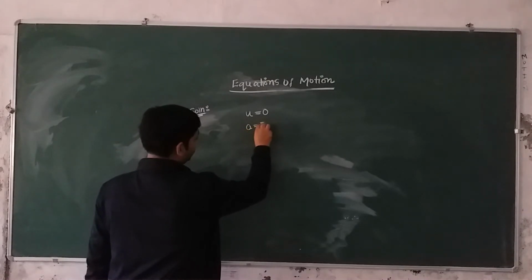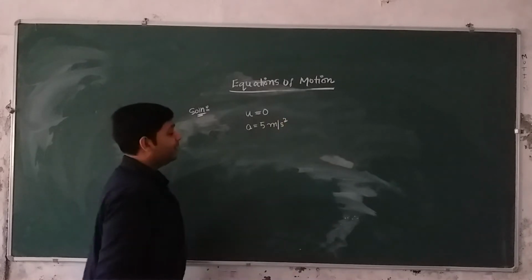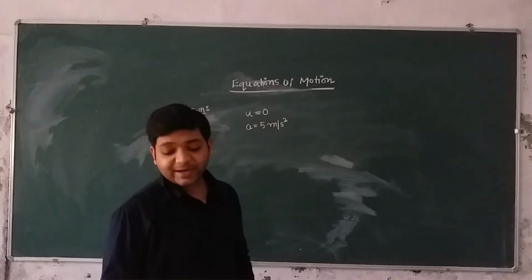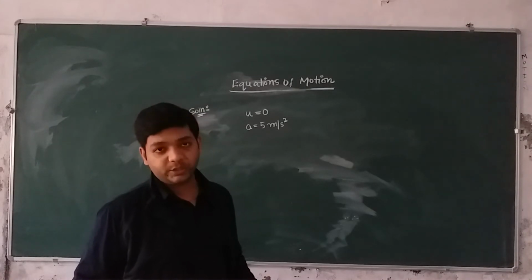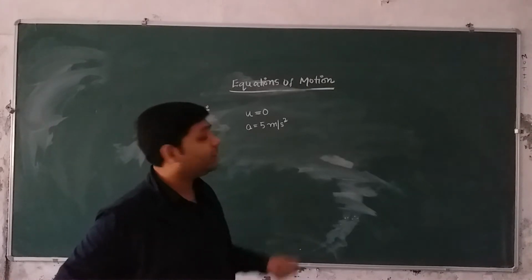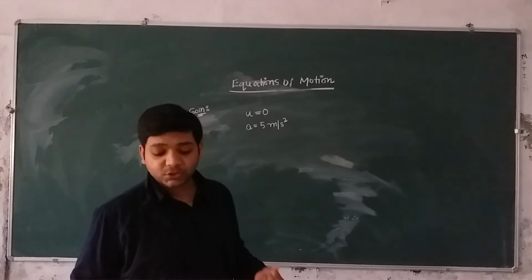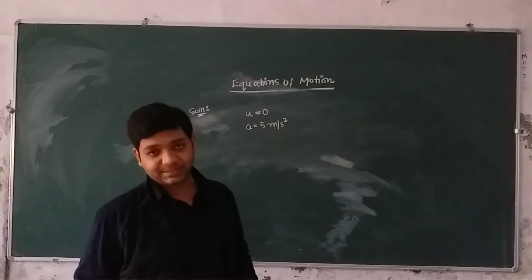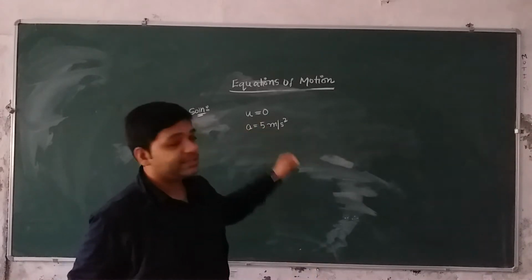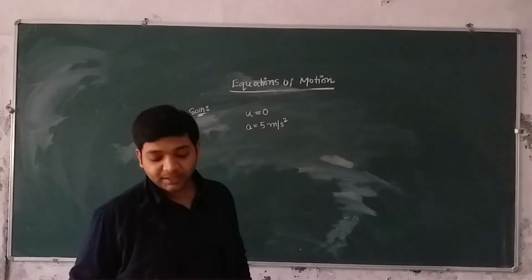A is 5 meter per second square. Because the value of acceleration is uniform, it is constant, so we can use the equations of motion. Had it not been constant, we could not use the equations of motion, right? The question says the racing car moves with a uniform acceleration of 5 meter per second square, so we are able to use the equations of motion, right?